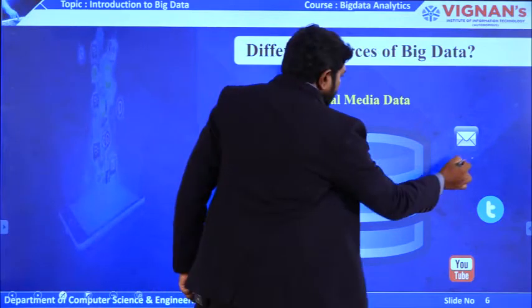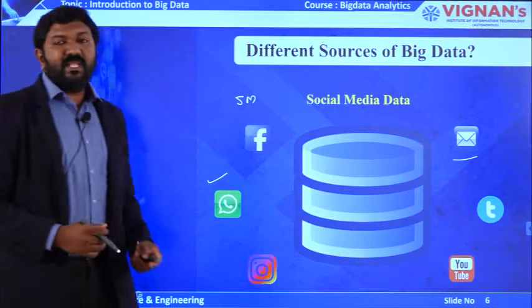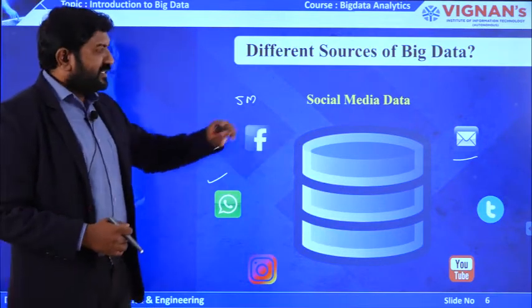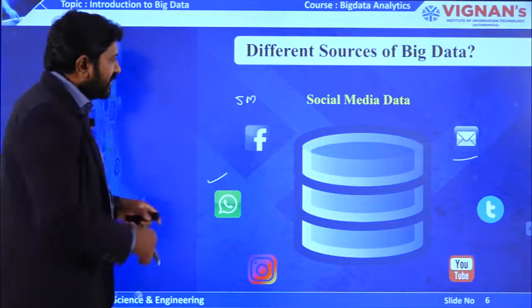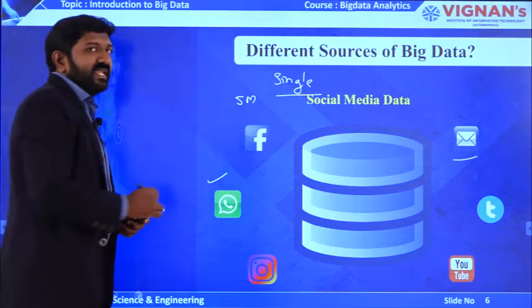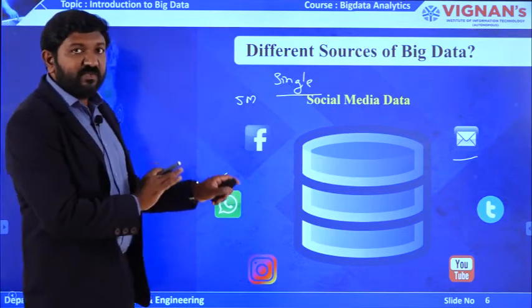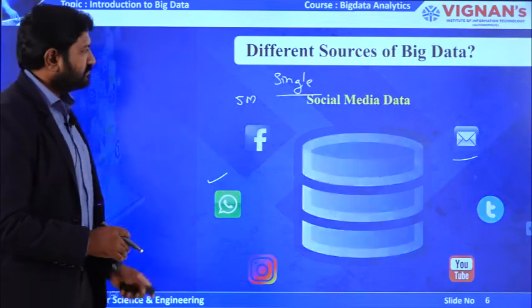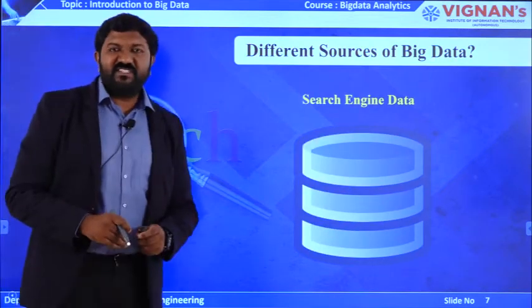Everybody is having their own account, or people may have multiple accounts to communicate large text in the form of mails. Now, this is the data that is being generated if you consider a single person. Now, assume that everybody is having their own accounts from the respective sources, and they can generate a huge amount of data. Next one would be search engine data.